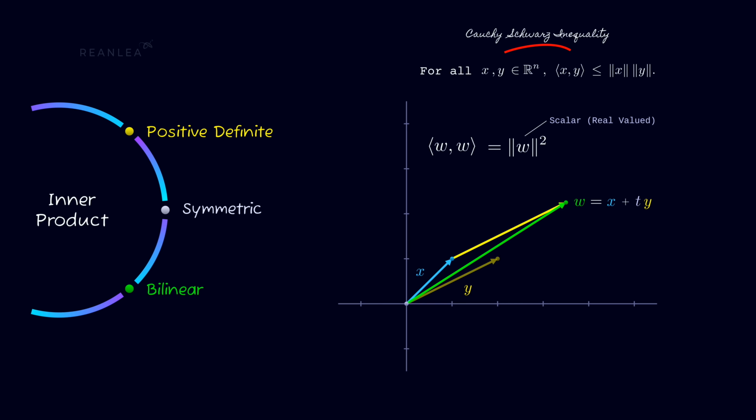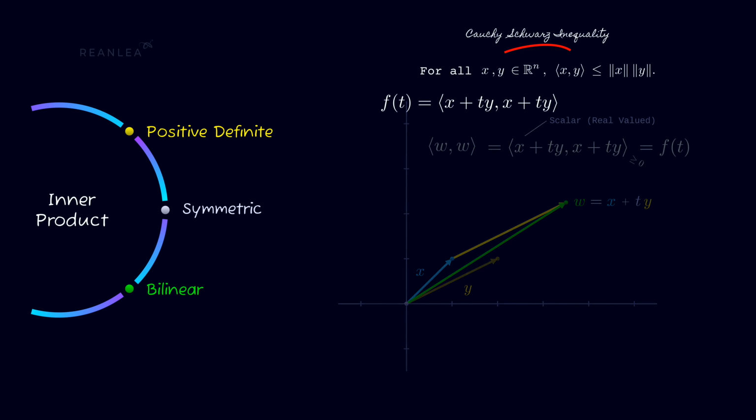And we know that the square of the norm of w is non-negative, which comes from the positive definiteness of the inner product. Since w varies for different values of t, the norm of w depends on and varies with the value of t. That's why we can consider the square of the norm of w to be a real valued function of t, and let it be f of t. So f(t) is the inner product of x plus ty with itself and is non-negative.